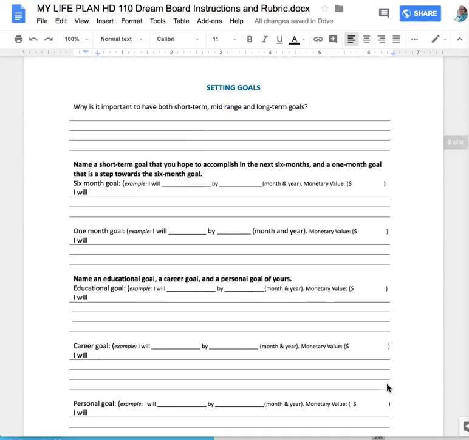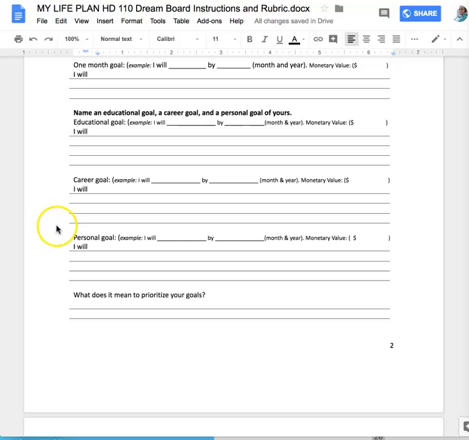And then on page 2, it gives you some space to type why it is important to have both short-term, mid-range, and long-term goals. Then it gives you a space to name a short-term goal that you hope to accomplish in the next 6 months, and a 1-month goal that is a step towards the 6-month goal. So these two basically relate to one another. Then it gives you space to type those in, and it gives you the month and the year and the monetary value space there.